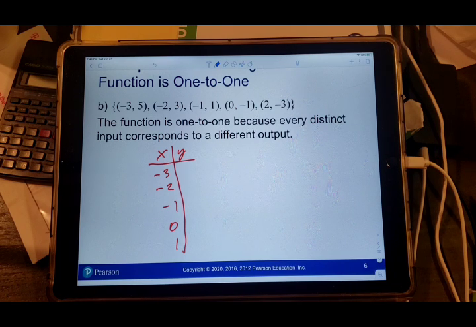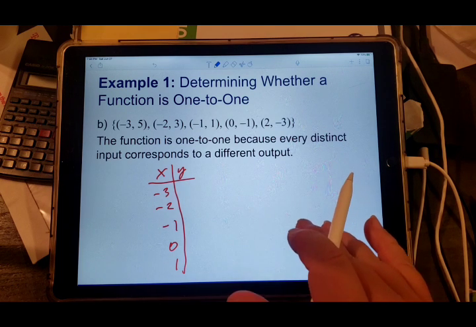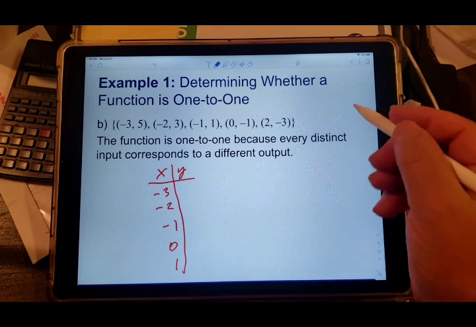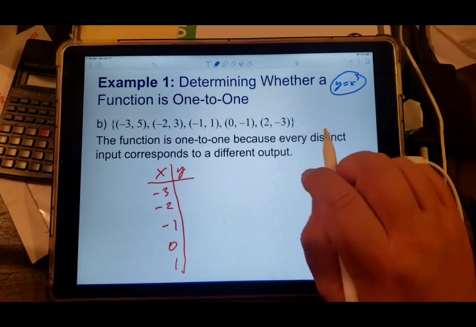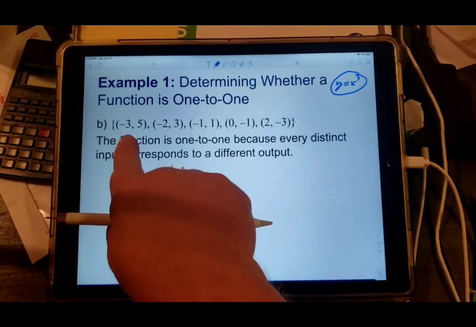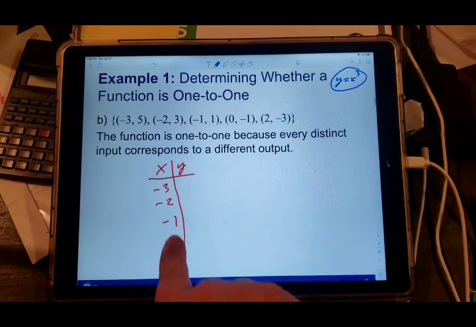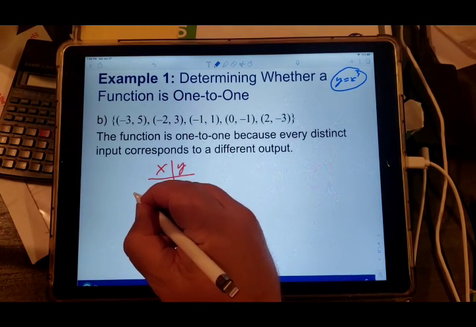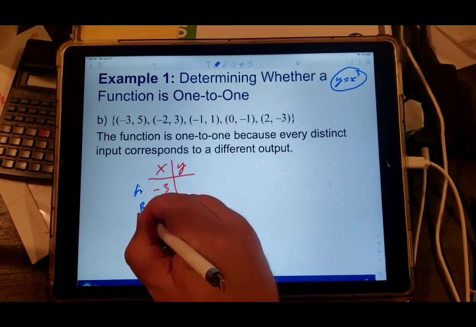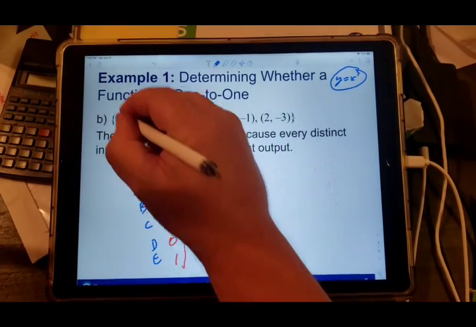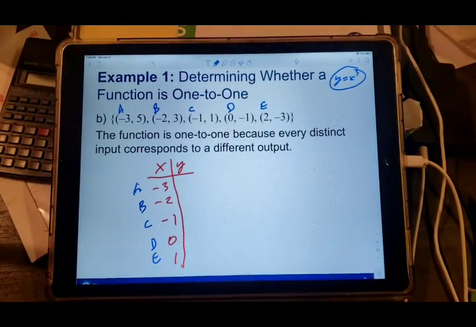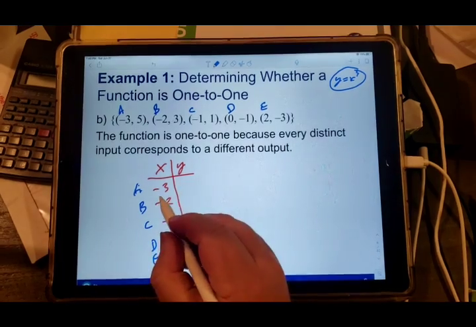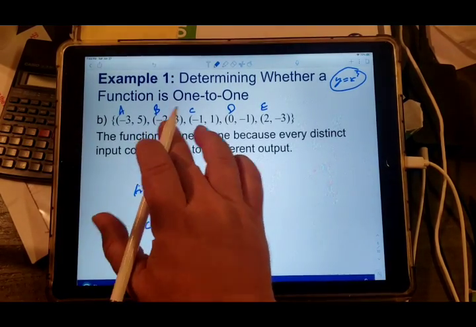And one of the things I have to warn you about is functions can be presented to us in more than one way. They aren't always presented to us, like y equals x cubed. That would be an equation. They can be presented to us as a list of ordered pairs, a table. I haven't finished this table, but let me go ahead and do that. If I consider this point A, point B, point C, point D, point E, this -3, 5 would be, if you put in -3, you get 5. If you put in -2, you get 3.